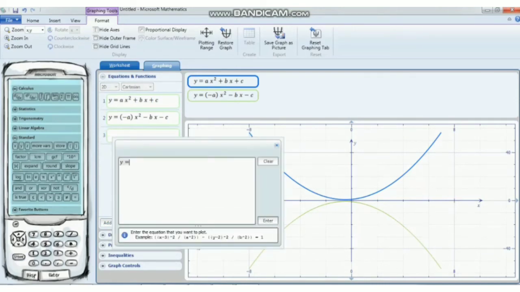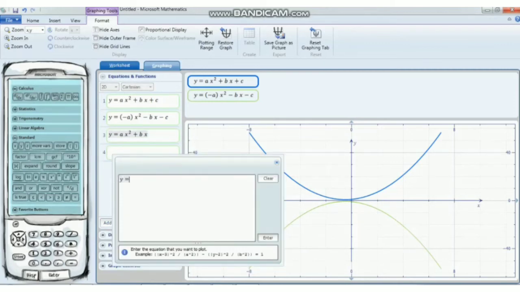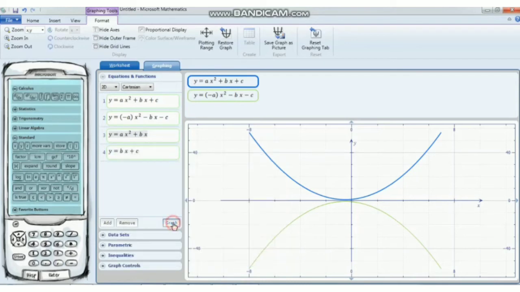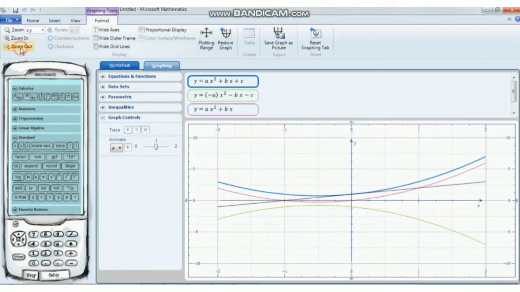And next, the third quadratic equation, we write y equal to ax squared plus bx, and the last we write y equal to bx plus c. Then enter. So let's take a look at the graph. What will happen? So it will be like this. Let's zoom out to find the shape of the graph.